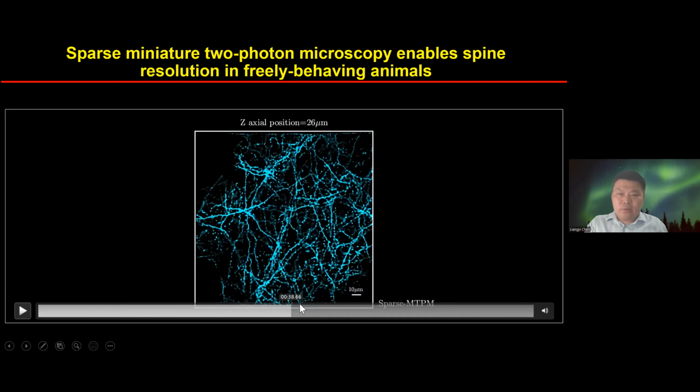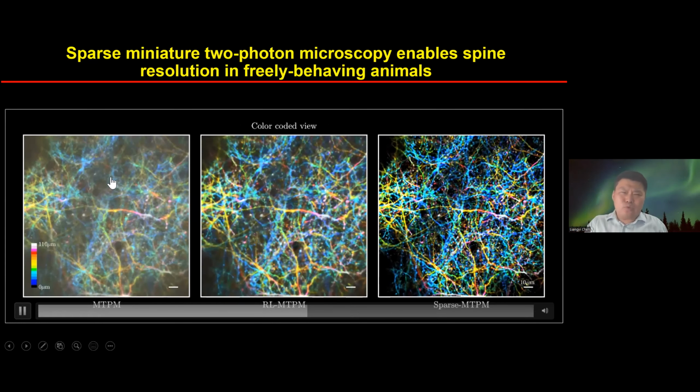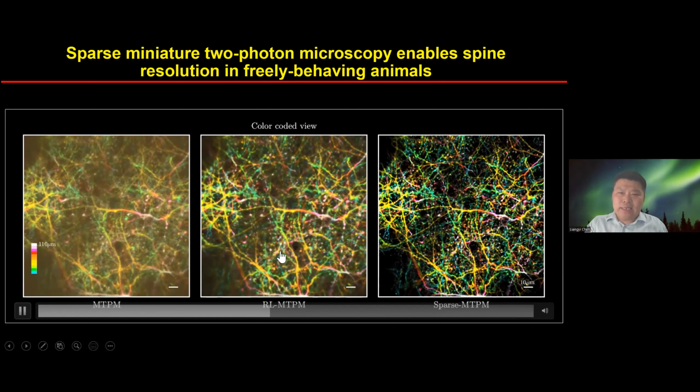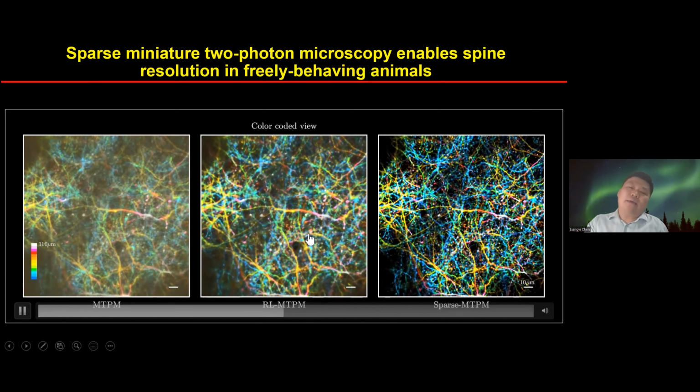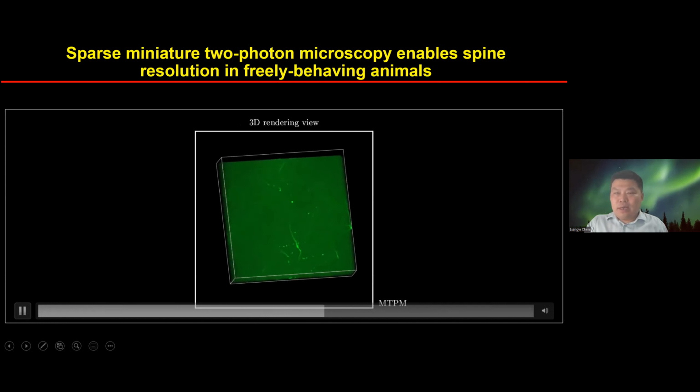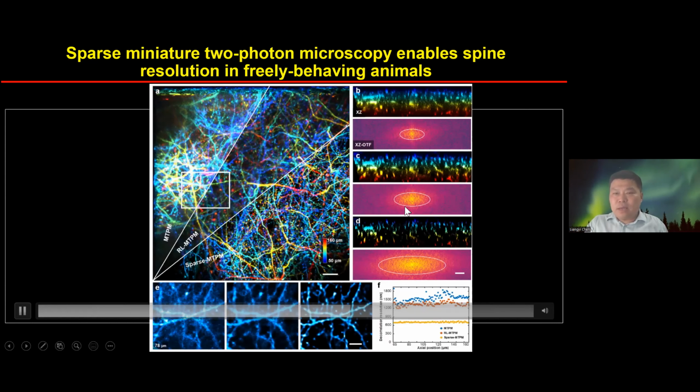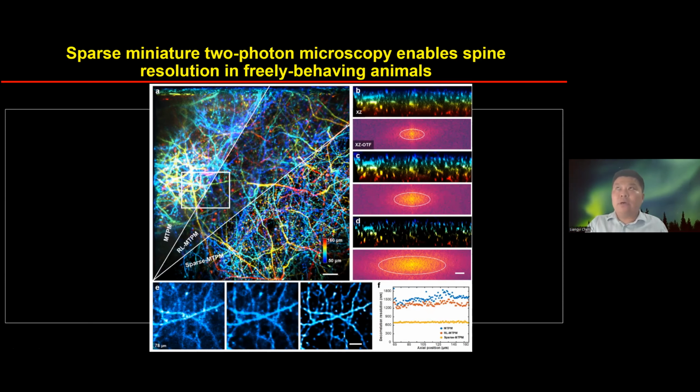And here on the left is raw data, in the middle is the RL deconvolution, color indicating different layers, and on the very right, sparse deconvolution. Indeed, we see much more intricate spine structures. And if we plot the OTF, you can indeed see an increase of the OTF. That's also another piece of evidence of the improvement of the resolution.